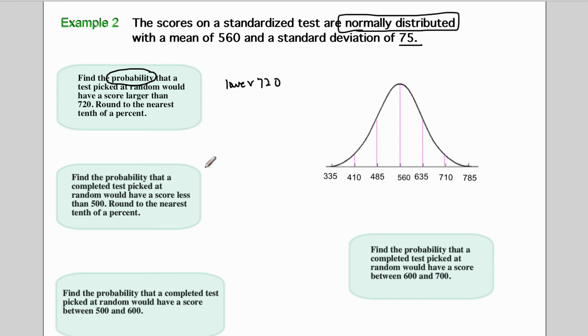And wait, there is no upper bound. Okay, so this is why I like my bell curve. I'm going to come over here. 720 is right about there. So what's the probability that I would have a score larger than 720?